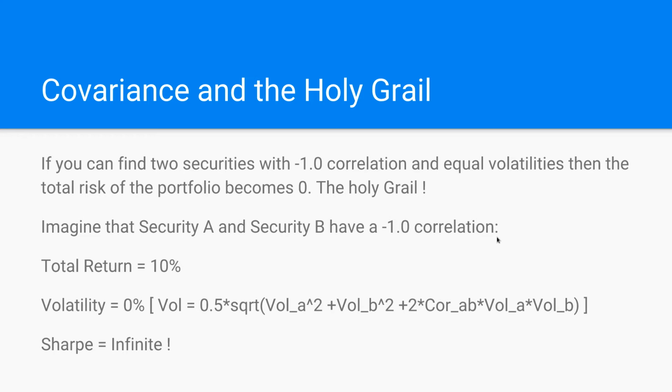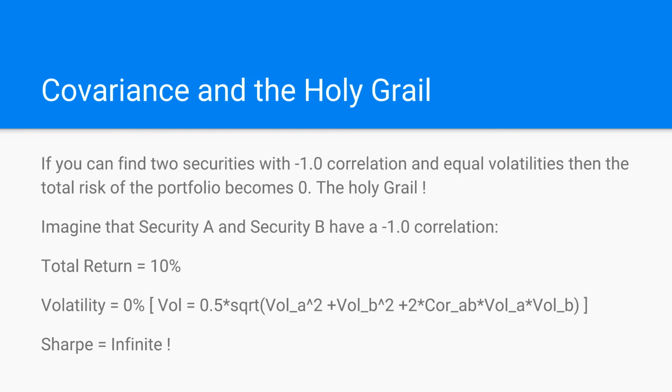So this is the example. This is the mathematical example I talk about. If you can find a security that has perfect negative correlation, and they have volatilities that are very similar, then the total risk of that portfolio becomes zero. Let's say you have shares of Apple, and you can find a security that has a perfect negative correlation with Apple, then you can reduce the total risk of the portfolio to zero.